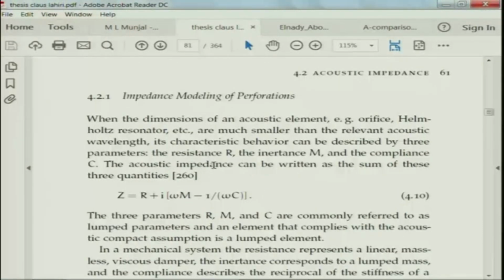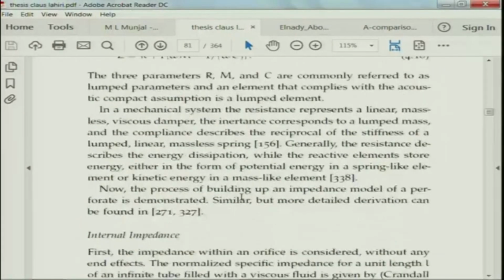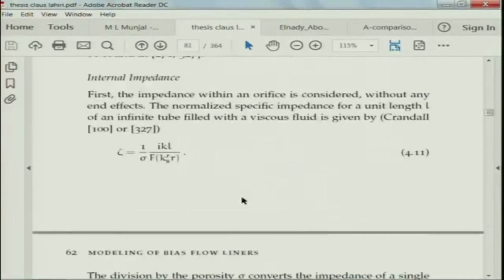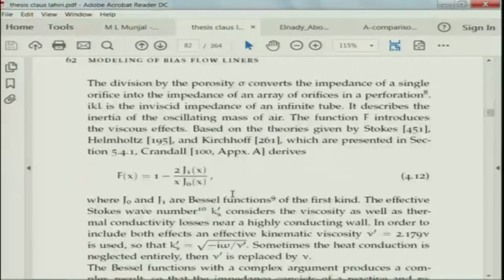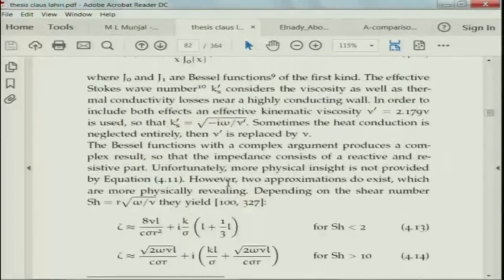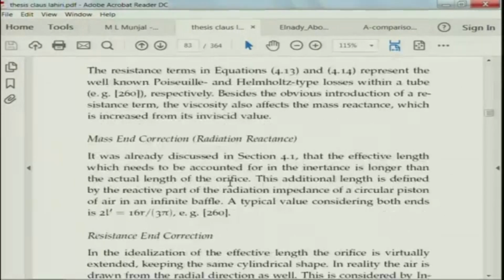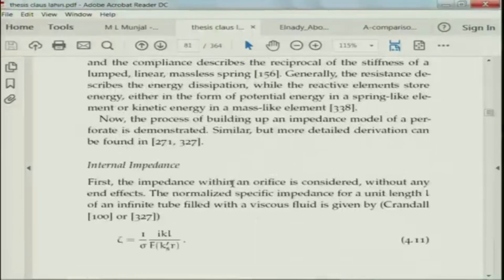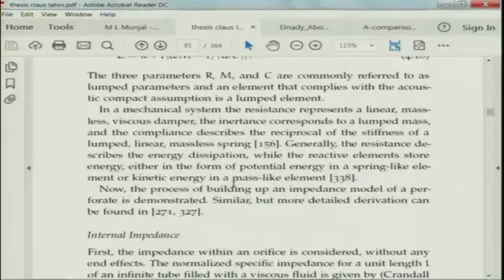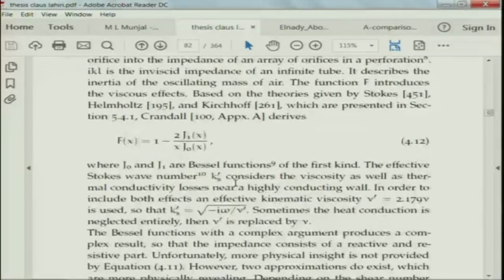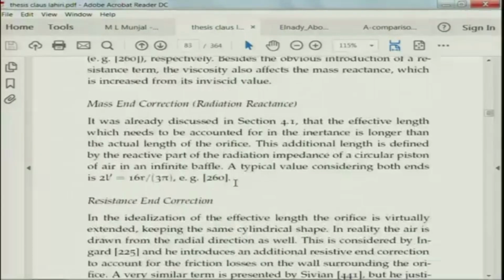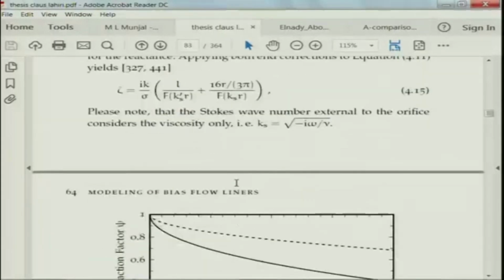So, there are different models. The acoustic impedance can be written as a sum of three quantities: R, resistance or damping, M, the mass inductance, and C, the compliance. These are the lumped parameters. There are a number of mathematical or theoretical models based on different researchers over different years. Noticeably, there are a few important parameters, like the internal impedance of the orifice, as well as the mass end correction, which is due to the radiation reactance I was talking about, the resistance end correction, and a number of things.